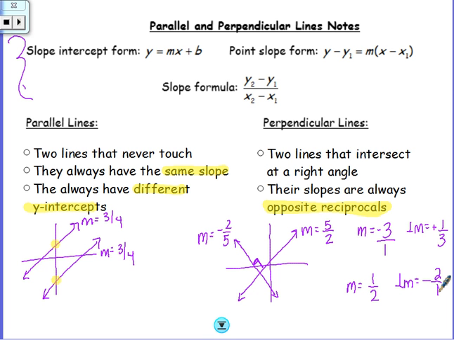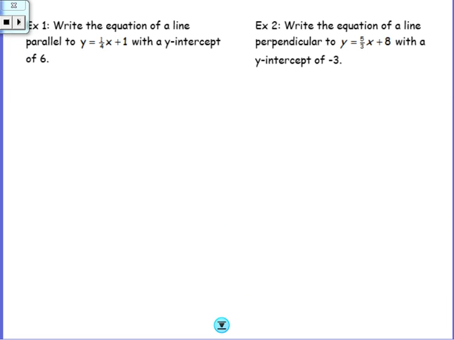Okay, so now let's go ahead and look at a few problems. The first example says, write the equation of a line parallel to y equals 1/4 x plus 1 with a y-intercept of 6. So if the line is parallel, then I look at this line here. The slope of that line is 1/4. If it's parallel, that means that I have to have the same slope. So my new slope is still 1/4.